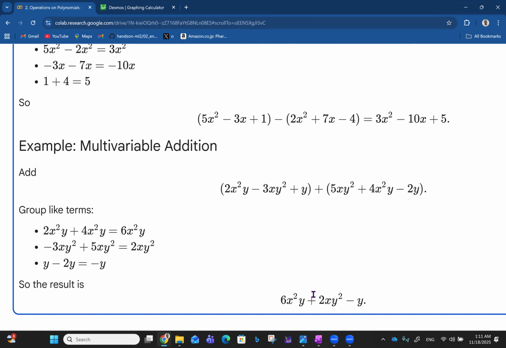So you can see, you can easily get confused. So you have to be very careful when the variables are more than one. So 6x squared y plus 2xy squared minus y, that's the answer to this addition.